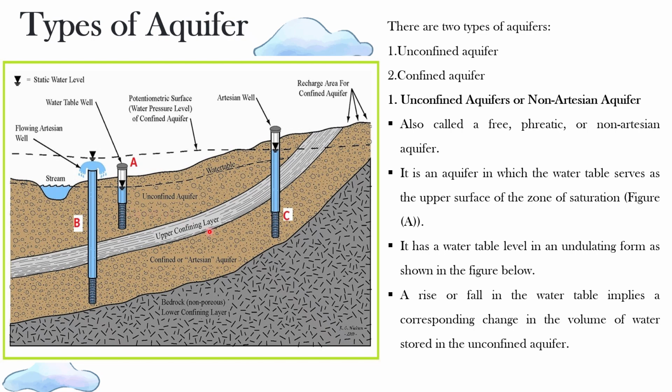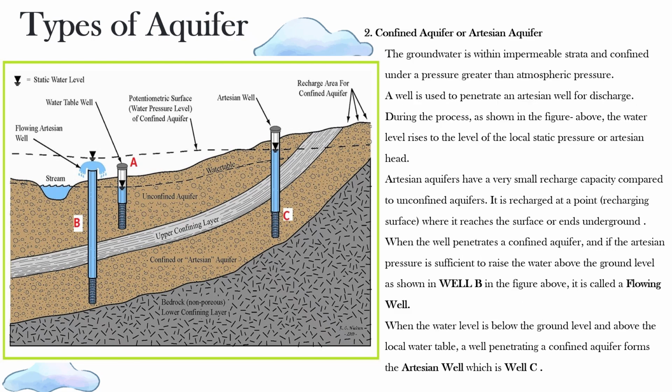The next one is the confined aquifer, also called the artesian aquifer. In this case, groundwater is trapped between impermeable layers, under pressure greater than atmospheric pressure normally. When a well is drilled into the confined aquifer, water rises in the well, and that level is called the piezometric level or artesian level.